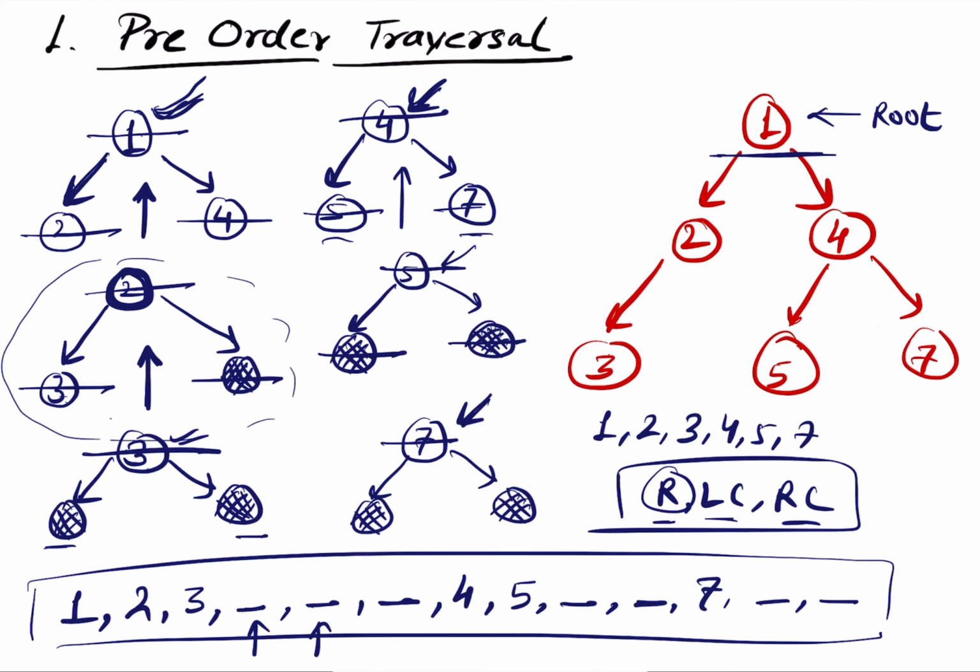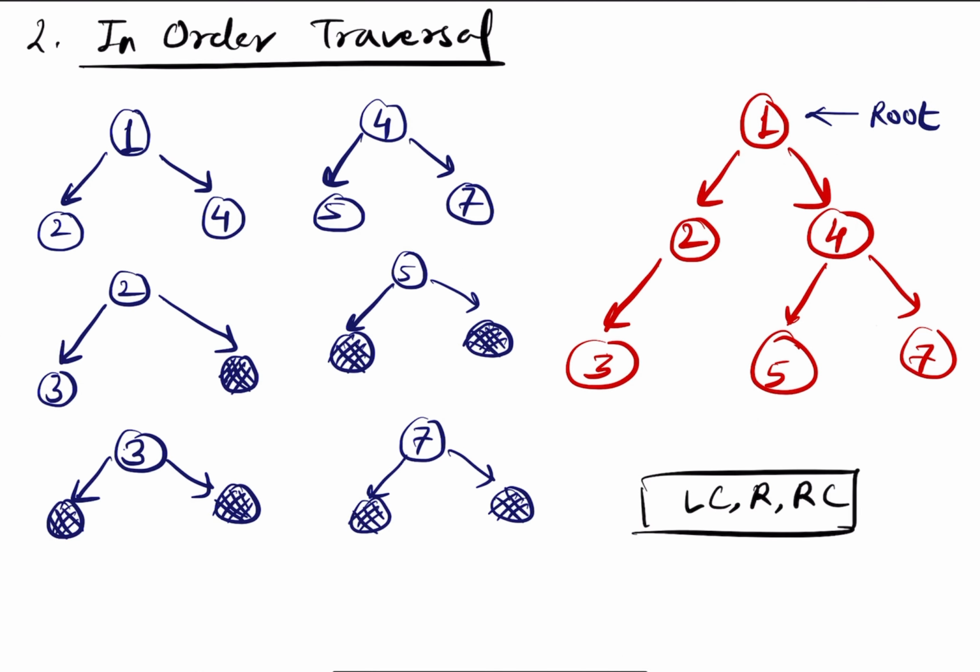This is our pre-order. Now it's time for in-order traversal. In in-order traversal, we will process left child first, then root, then the right child. So we are on the root node. This is 1. But since we have to process left child first, we will come to the left child, which is 2. So we are here now.